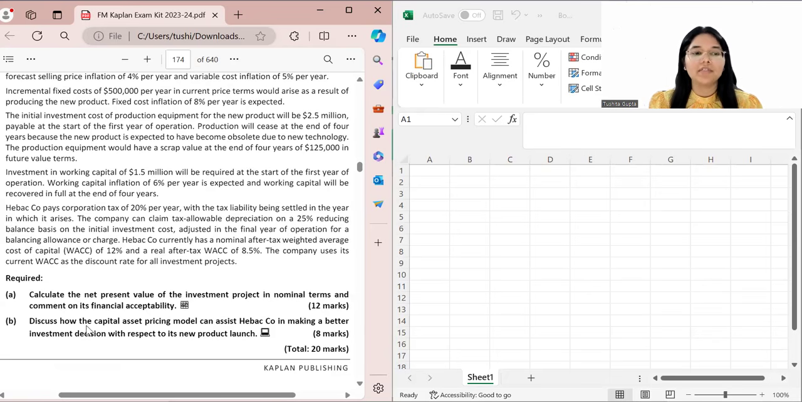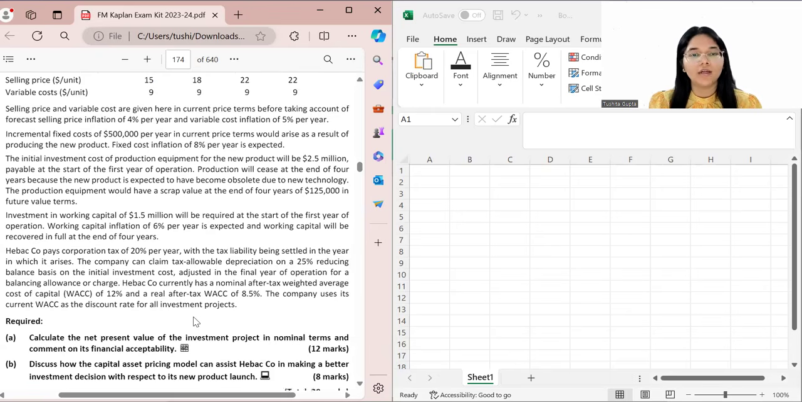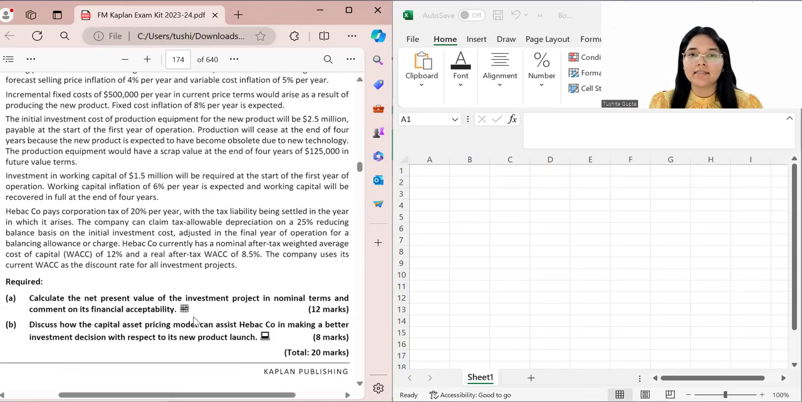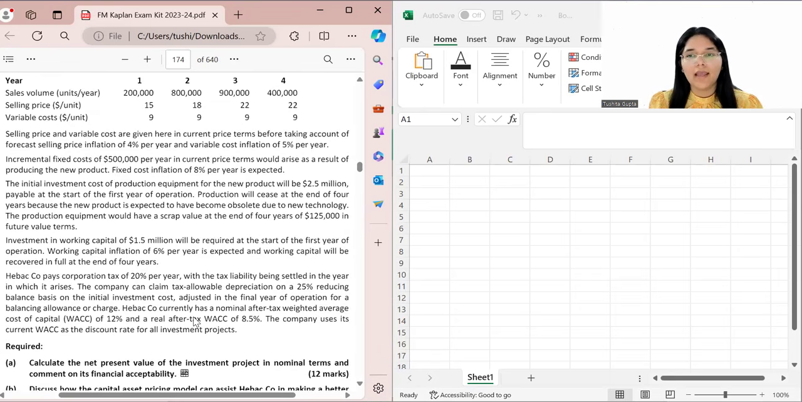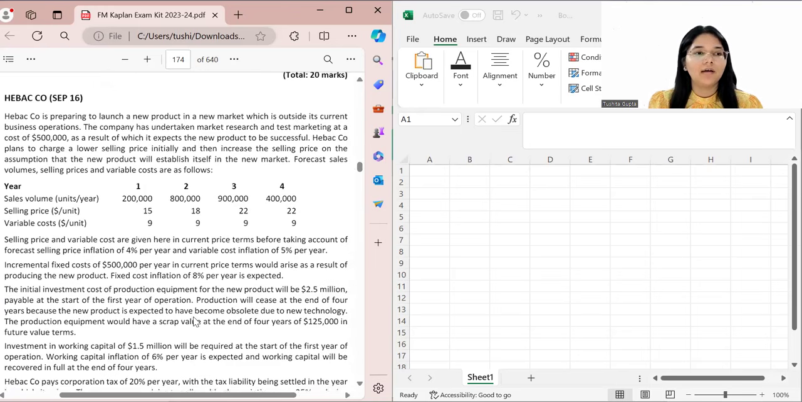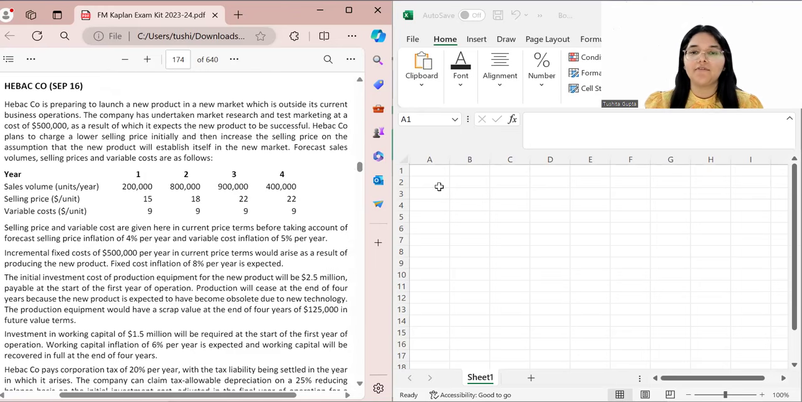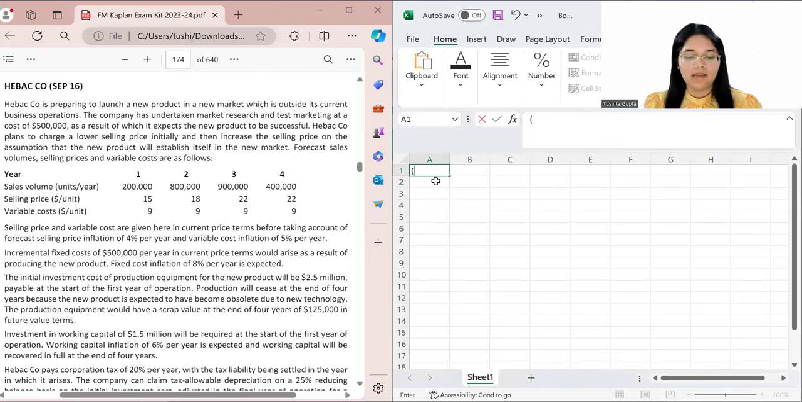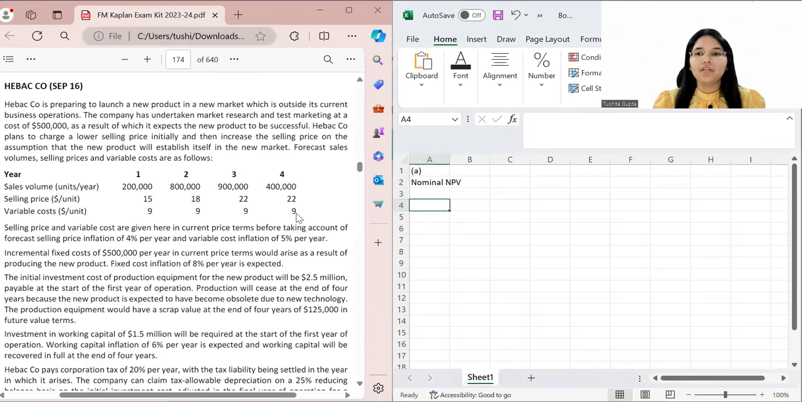The next part wants me to discuss how the CAPM model can assist the company in making a better investment decision with respect to its new product launch. This is a theoretical discursive requirement for 8 marks, hence totaling 20 marks. Right, so let's read the question now. The very first thing I have to do is work out the nominal NPV, so I can say part A and type nominal NPV.